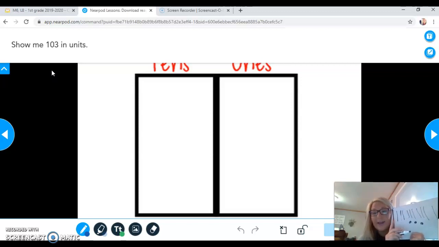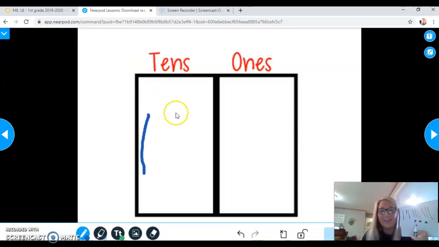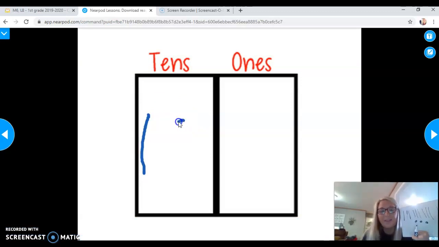So I'm going to count how many quick tens I have. 1, 2, 3, 4, 5, 6, 7, 8, 9, 10. So I'm going to put the number 10 in the tens place value.